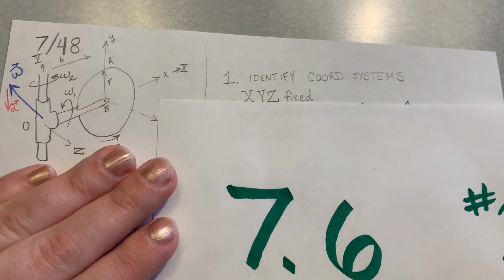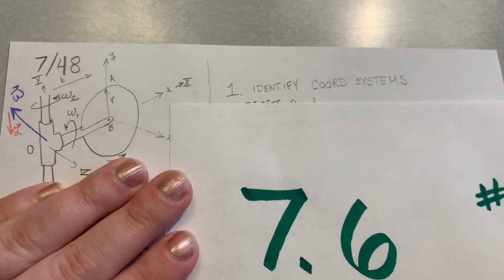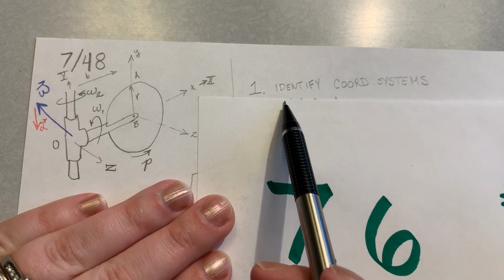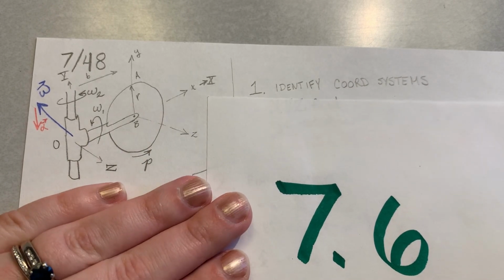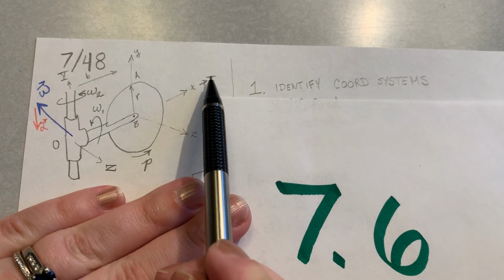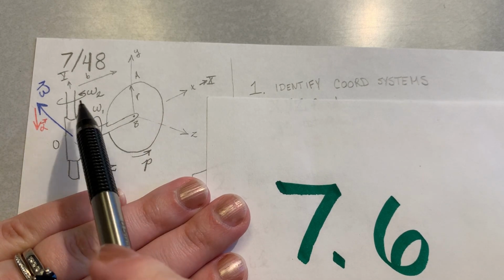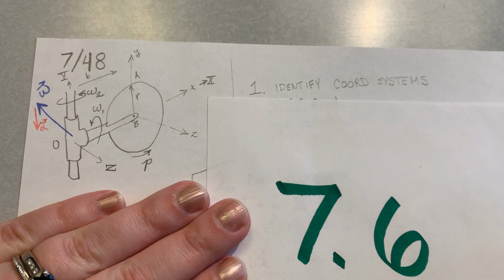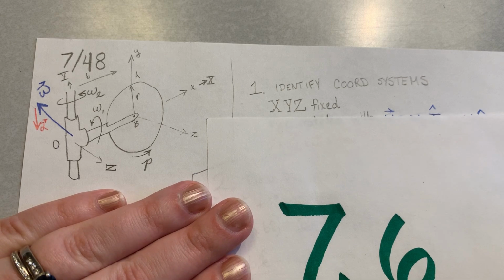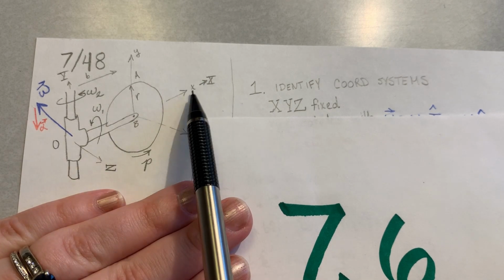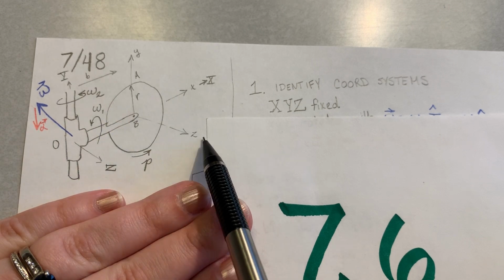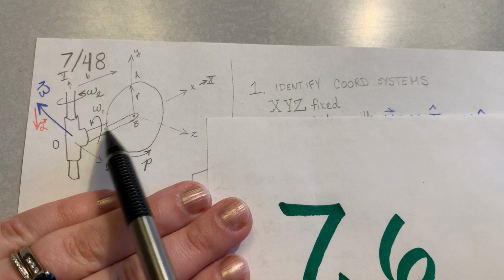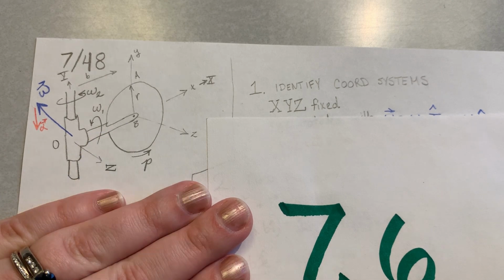Step 1, we're going to identify our coordinate systems. The problem already had drawn a capital X, which I've emphasized with these marks, a capital Y, and a capital Z, and those are going to be fixed. So the XYZ coordinate system is fixed. But now there's a lowercase x, a lowercase y, and a lowercase z coordinate system. And I think we're going to find it most convenient to think about that as fixed to this piece here.